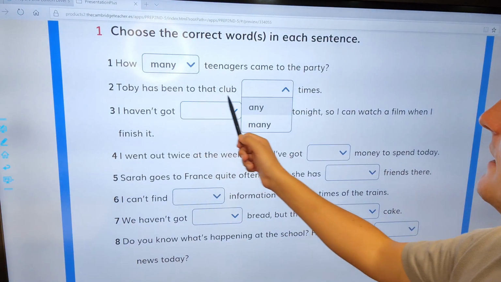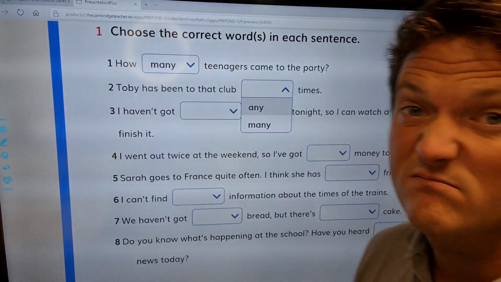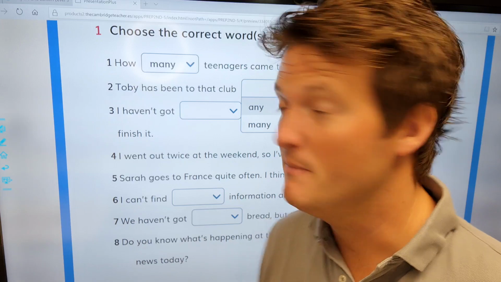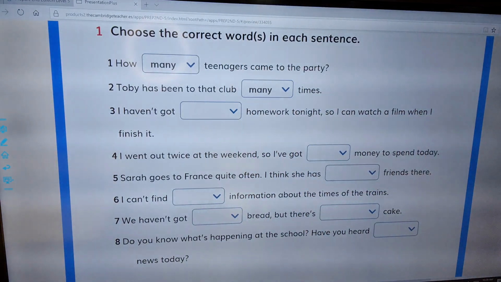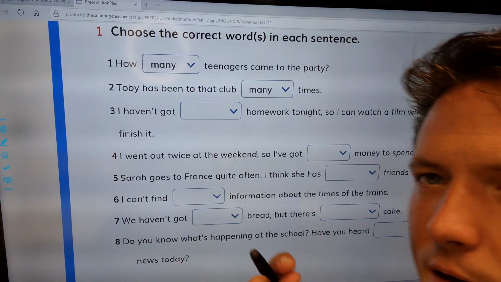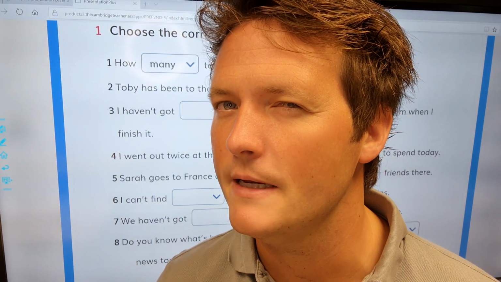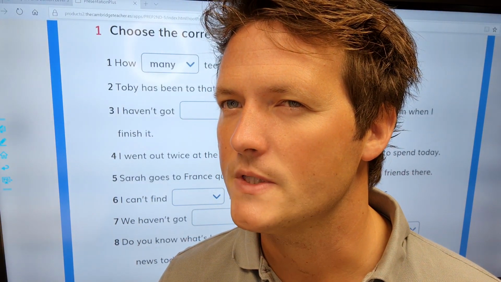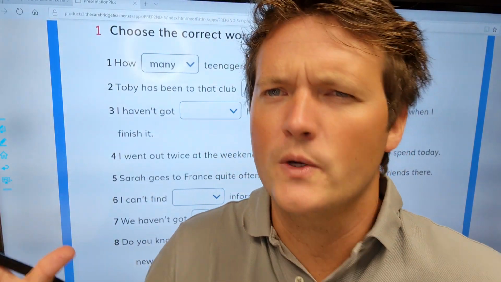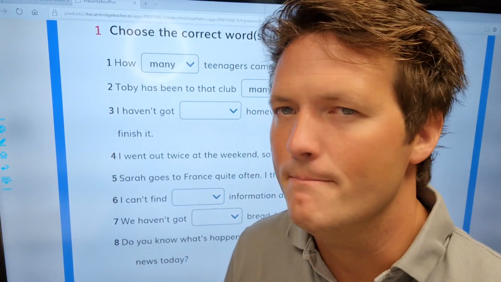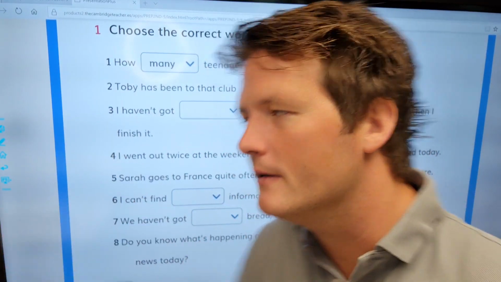Toby has been to that club a lot of times. Many times, yeah. He has been there many times. A little bit formal for me. Many in a positive sentence, but it's okay. It doesn't sound mental. It sounds okay, you know.